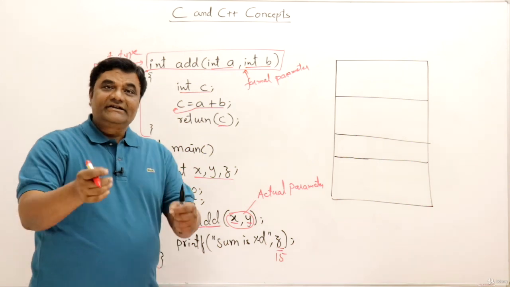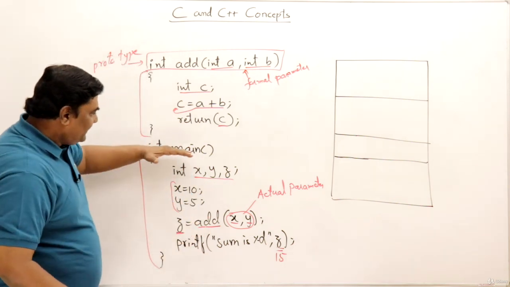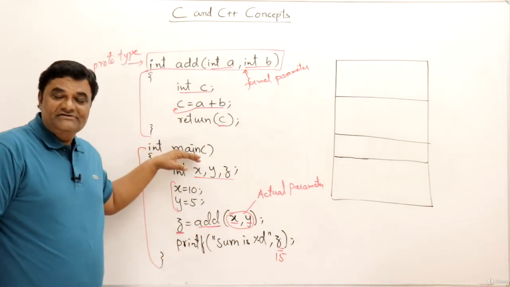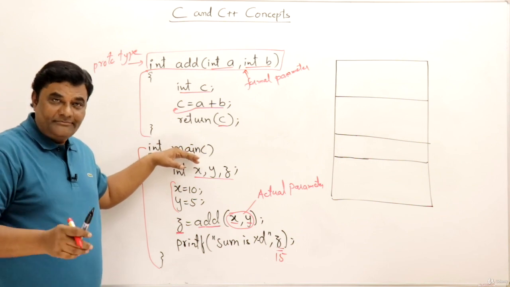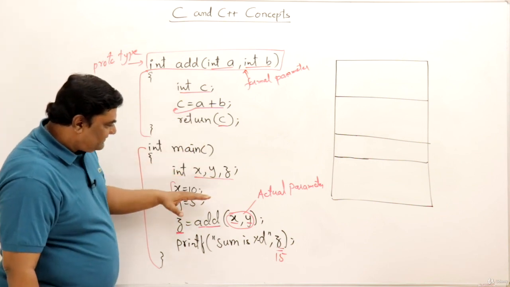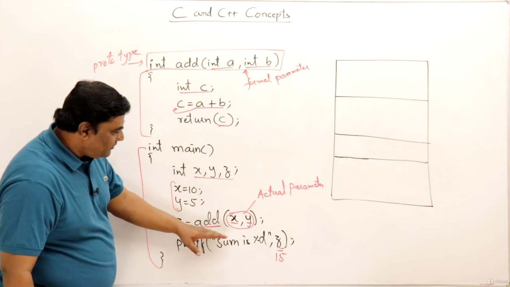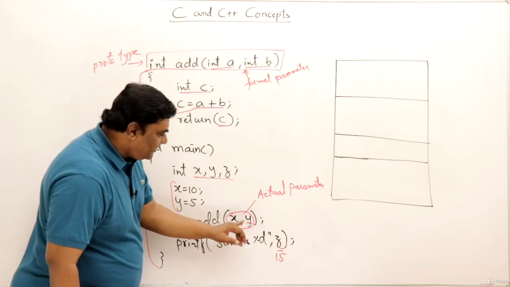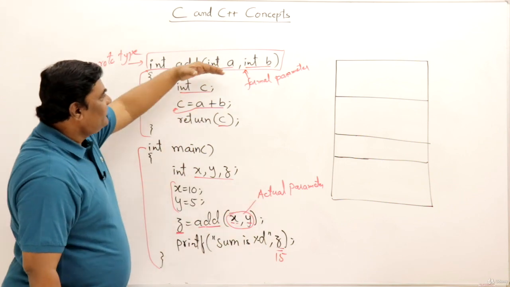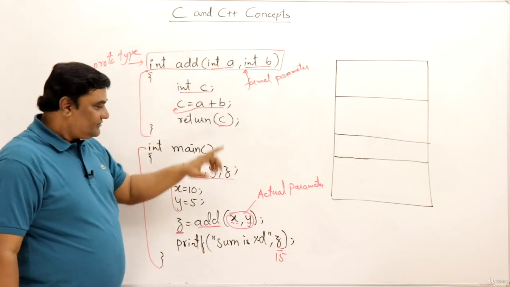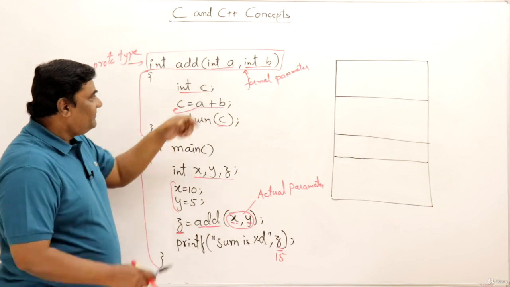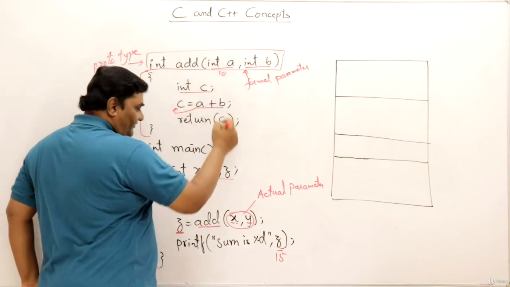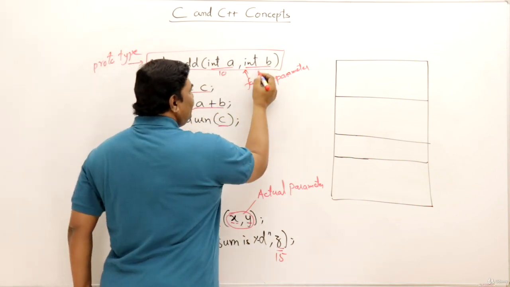Now let us understand the working once again. This is the main function. Program starts from here. Starting point of a program. Three variables are declared. Values are assigned. Function is called. So the control goes here. And when the control is transferred, the values of actual parameters are copied into formal parameters. So the x value, that is 10, is copied into a, and 5, that is the y value, is copied into b.